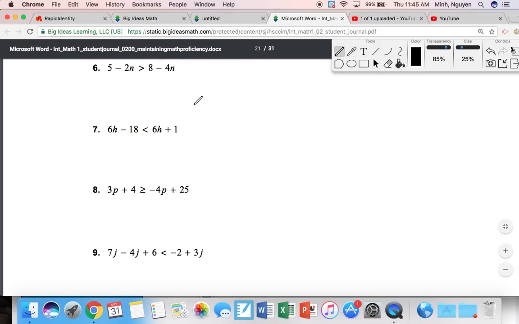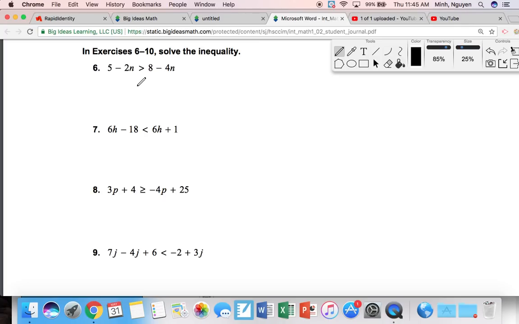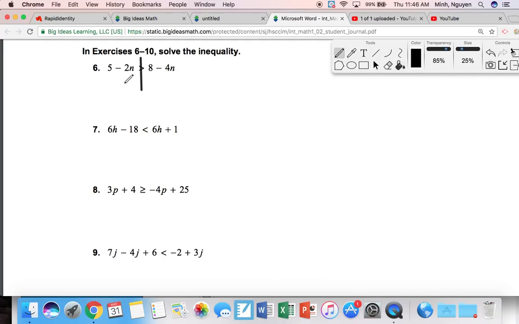Solve the inequality. So 5 minus 2n. This one I will just bring to the right, just because I feel like it. You could do whatever you want. If you wanted to add 4n, you could add 4n, but I will add 2n. 5 is greater than 8 - 4n plus 2n, which is -2n. I will subtract 8 from the left side as well. 5 minus 8 is -3.